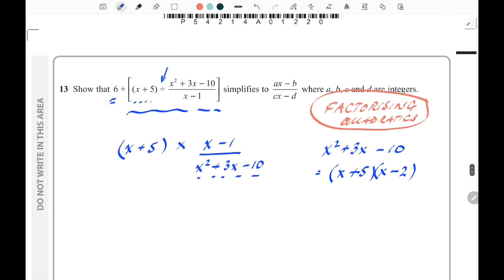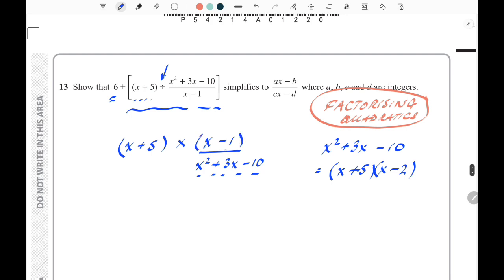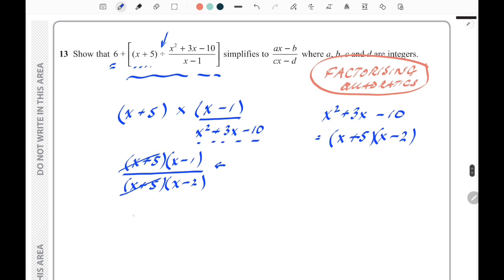So let's replace our original thing and start putting everything together. We have x plus 5 times x minus 1 over x plus 5 times x minus 2. And you can see straight away that the x plus 5s cancel. So we're left with just this bit here. Now we can bring back the 6. So effectively we have 6 plus x minus 1 over x minus 2.